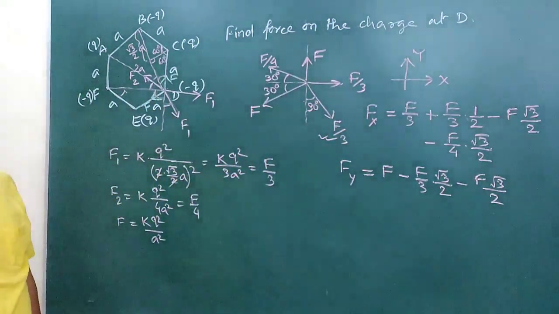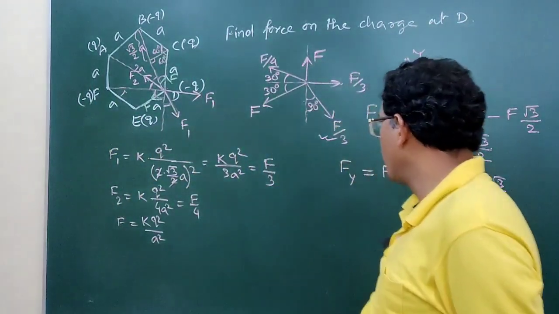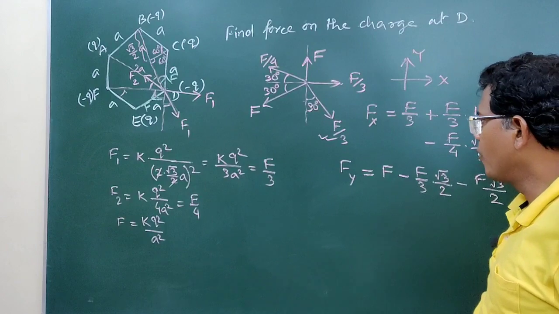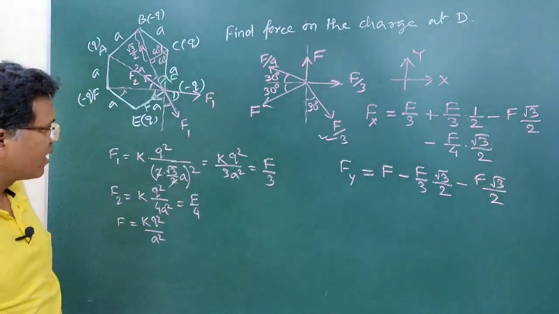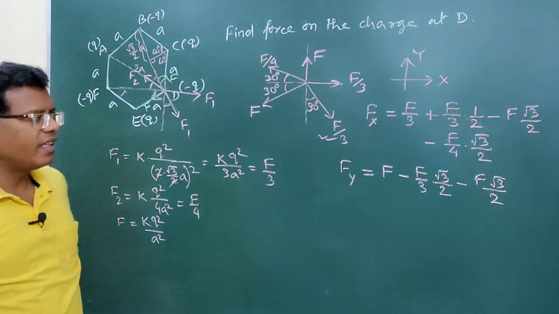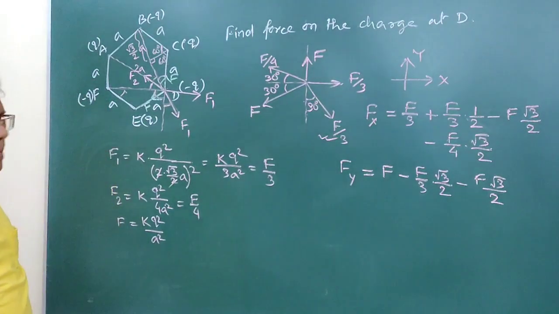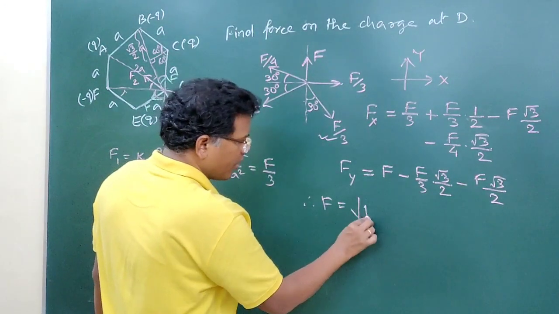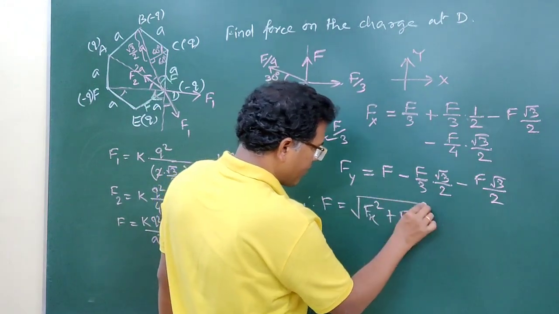Are you getting the same answer? Are you getting the same value of resolved components? So these are the total forces appearing along X and Y, provided the FD line is referred to as the X-axis and the CD line is referred to as the Y-axis. Could you follow this? So now after simplifying this, we can finally write F will be root under Fx square plus Fy square.